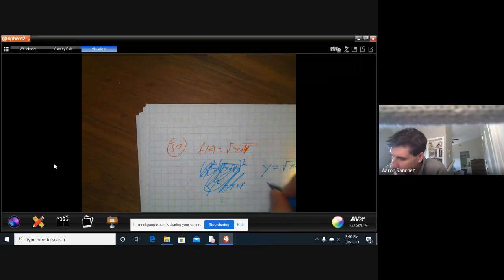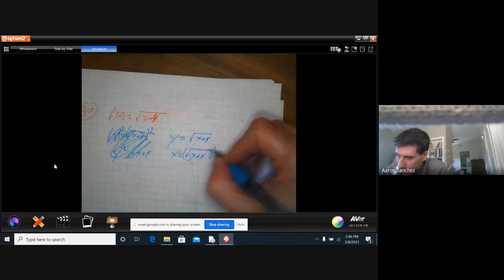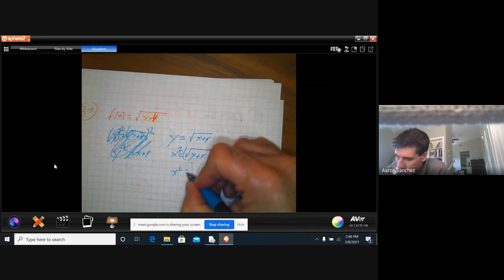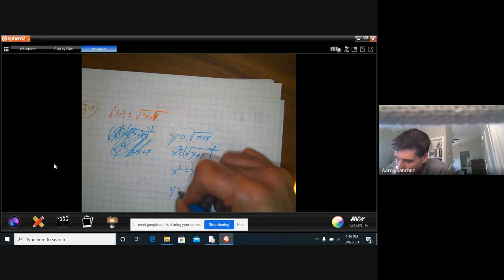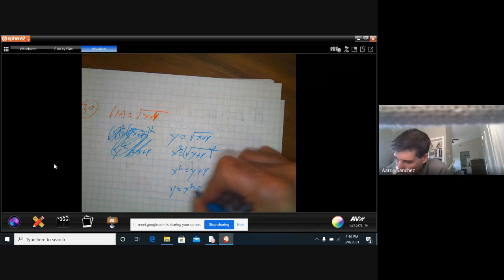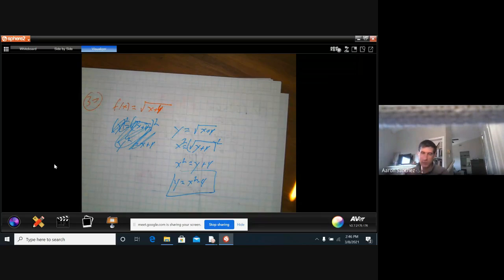Switch the x and the y. X equals square root of y plus 4. Now we square it. X squared equals y plus 4. And then we say y equals x squared minus 4. Well, it's a parabola, so that's going to be a function, right? You could see that that's a function. So yes, 37 will be a function. I did that super quick because I think you guys can do that on your own, but let me know if that was too quick. We're going to move on.